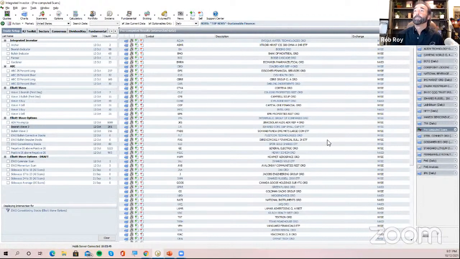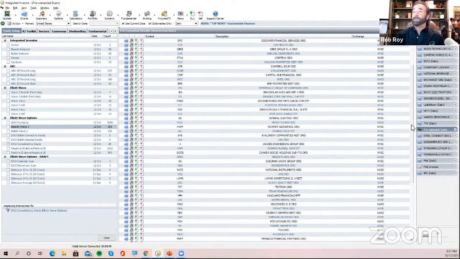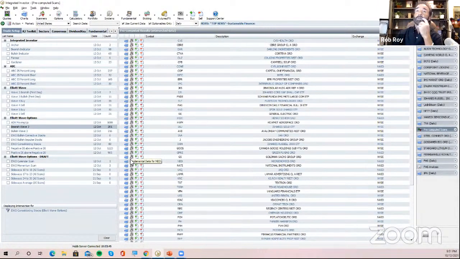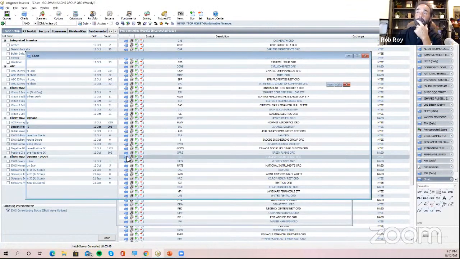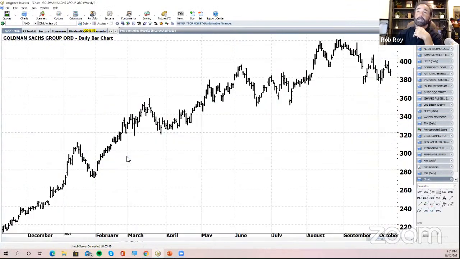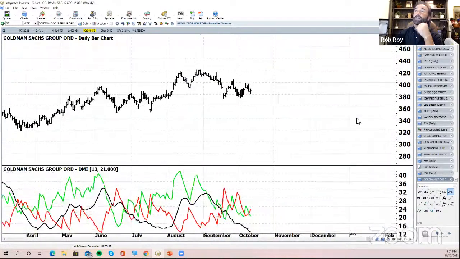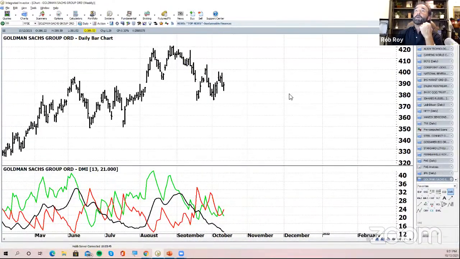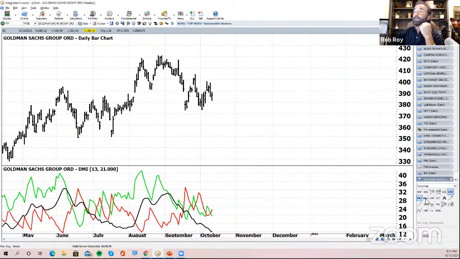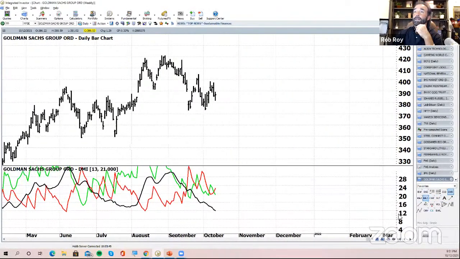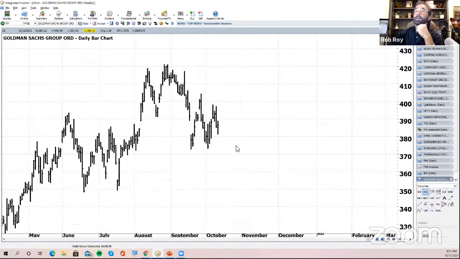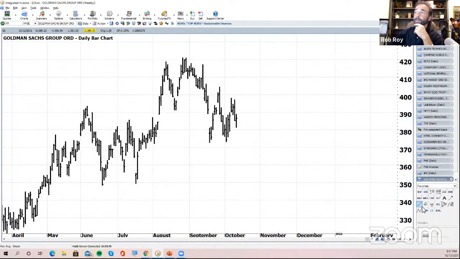Let's see if we can find something else here that maybe is a little bit cheaper. Goldman Sachs, let's take a look at that. Another financial, so it's the same scenario. Well, it's expensive again. So we're going to have that same problem, but man, that looks good. Look at the ADX diving lower. That's not what you would expect out of a financial, is it?